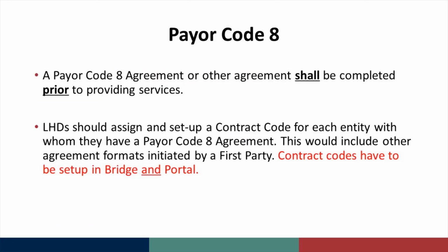The Payor Code 8 agreement or other agreement shall be completed prior to providing services. Local health departments should assign and set up a contract code for each entity with whom they have a Payor Code 8 agreement. This would include other agreement formats initiated by a first party. Contract codes must be set up in both the bridge and portal systems.